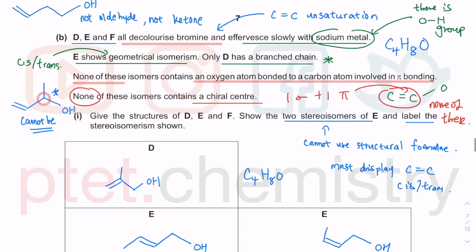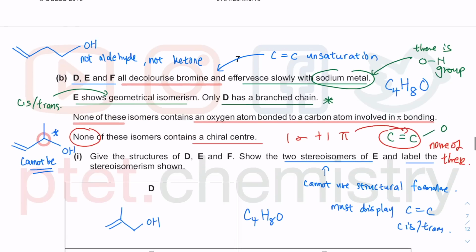On to F. What do we know about F? F has a carbon-carbon double bond. F could be this. No, F cannot be this because this one contains a chiral carbon. F does not have a geometrical isomer. F must have an OH group. F must have a carbon-carbon double bond.